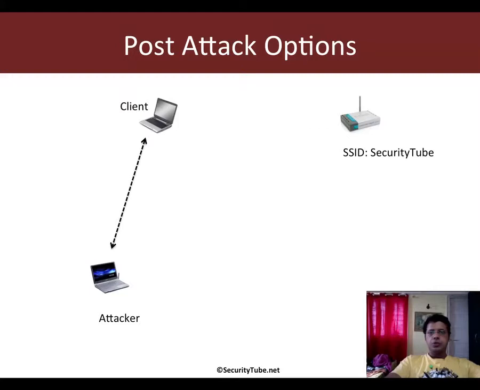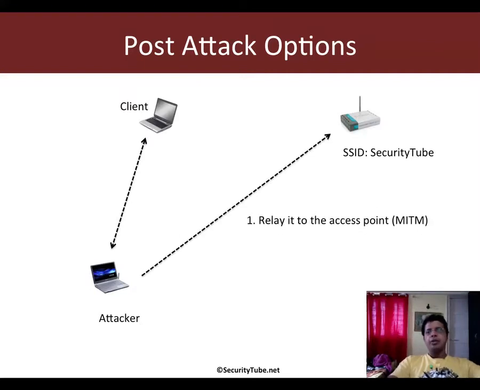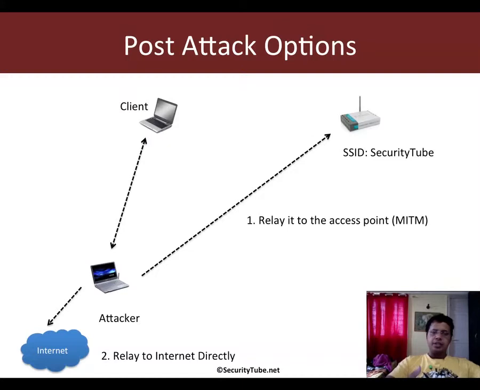Well, one of course is once you have IP level connectivity, the attacker can fire penetration testing and vulnerability assessment tools and break into the client. Or there are two other options. One is he could relay all the traffic from the legitimate client back to the access point and conduct a man-in-the-middle attack. Or he could just relay the traffic to the internet depending on which hosts the client is trying to connect to, right? So we will take up these post-attack options in later videos.